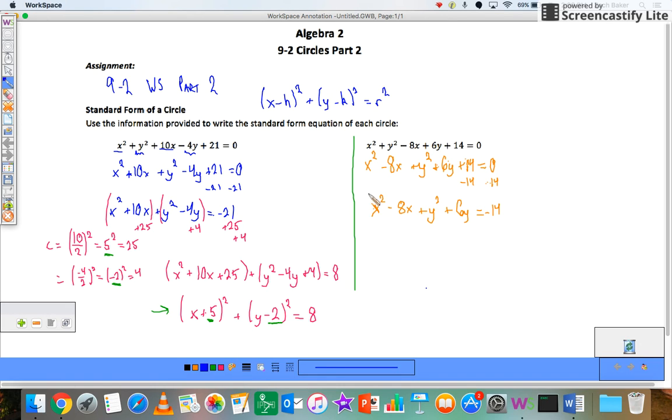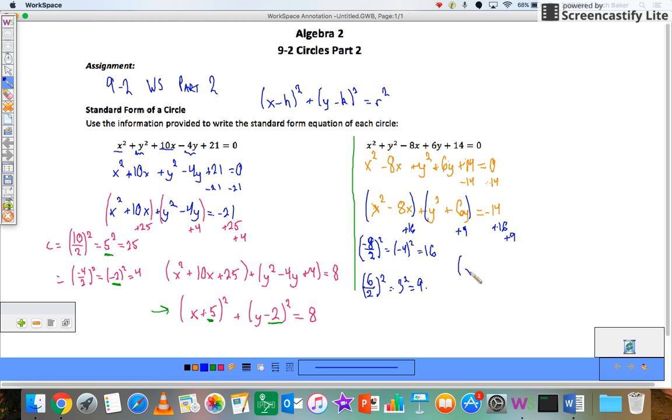Okay. Now, once we get it to here, we're going to put parentheses around the x term and the y term, and let's complete the square. Now, for the x term, that's going to be negative 8 over 2, squared, which is negative 4 squared, which is 16. So I'll go ahead and add the 16 on both sides. And then for y, we're looking at 6 over 2 squared, which is 3 squared, which is 9. So I'm going to add 9 on both of these.